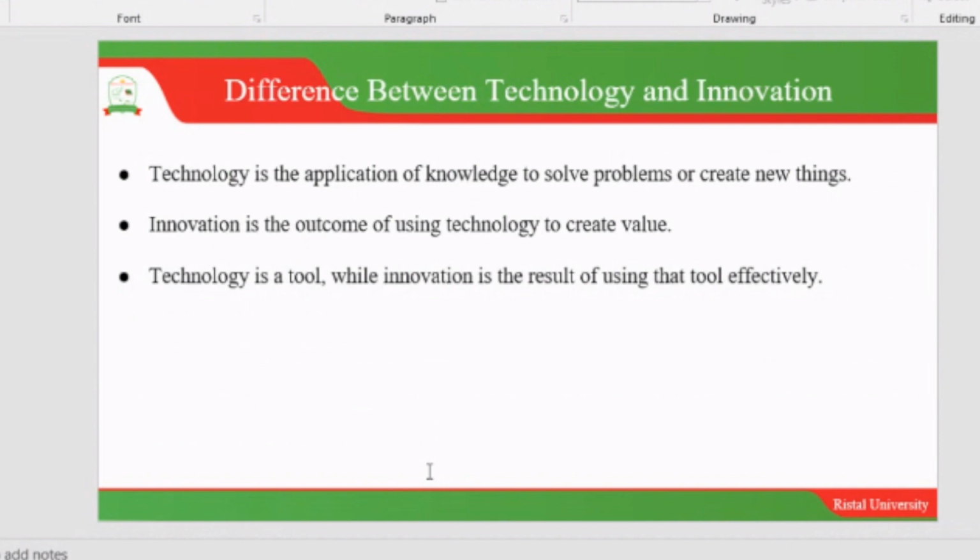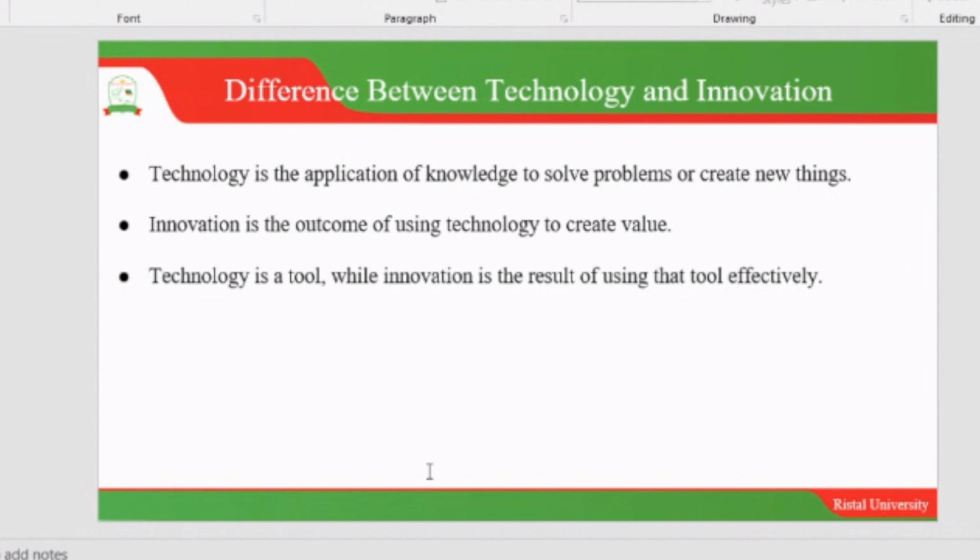So the difference between technology and innovation then becomes the fact that technology is application of knowledge to solve problems or create new things. But when we create those new things, like I said earlier, and we stay with them, we do not put them out there to be used, then they stop at being technology.